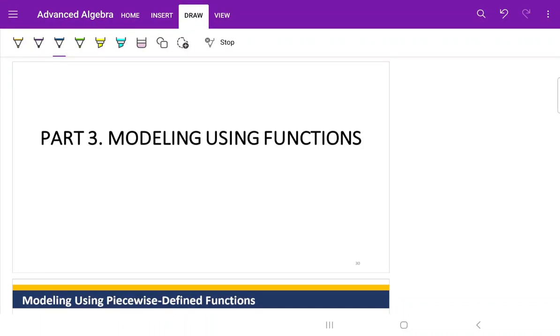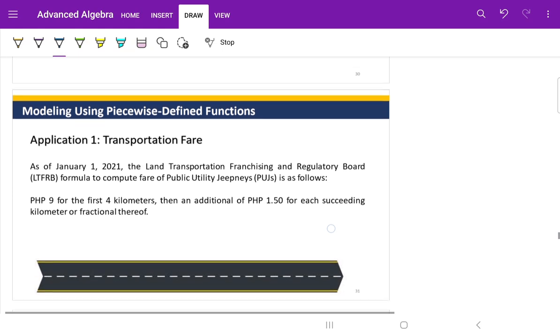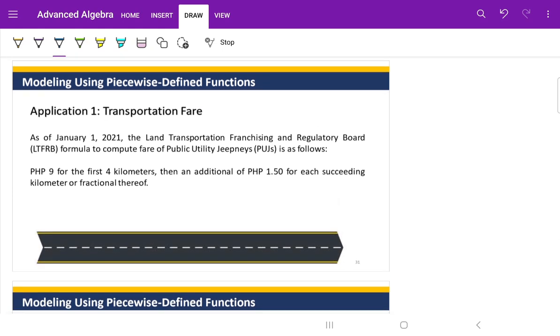In the previous video, you have been introduced to the world of mathematical modeling. This time, we are going to look at the practical application of mathematical modeling using different types of functions. First application is on transportation fare.